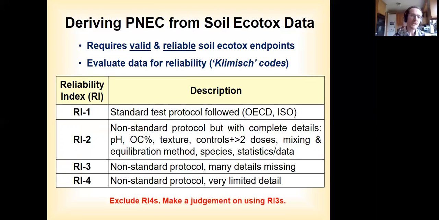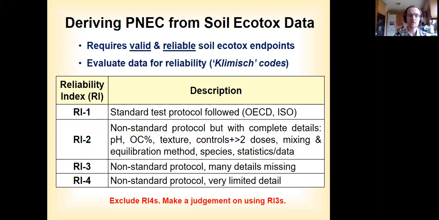But if they have not used a standard protocol, but there's loads of information in the report or in the paper, for example, they've included soil pH, the organic carbon percentage, the texture, they've used controls and lots of dose levels, they've described how they've mixed the chemical into the soil, they've explained how they have allowed it to equilibrate, they've given you information about the species being tested, and they've presented the data in a way that statistics can be done on it. That's still pretty darn reliable. So you would call that reliability index number 2, and you would use that data point also.